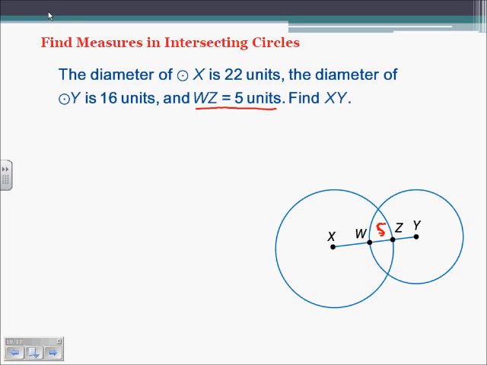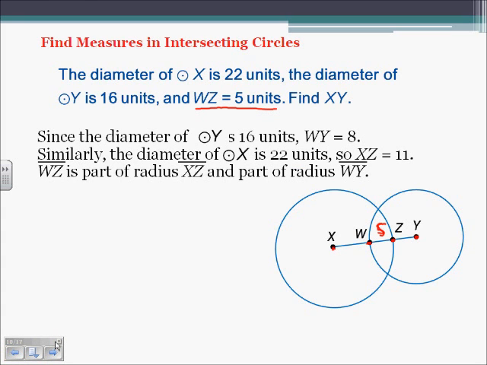Then we know the diameter of circle X is 22 units. But we know in circle X that from the center at X to any endpoint that is on a circle is going to be a radius. So XZ is a radius of circle X. We know the same thing about circle Y. Circle Y has a radius from Y to W. So we know each one of those radii are going to be half of their respective diameters.